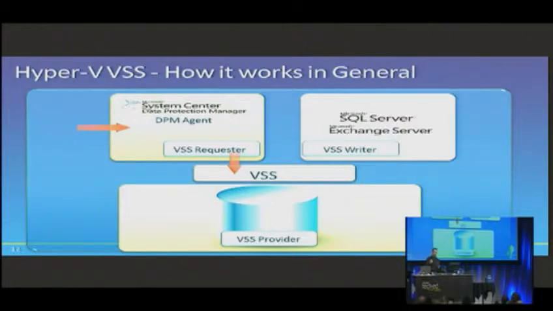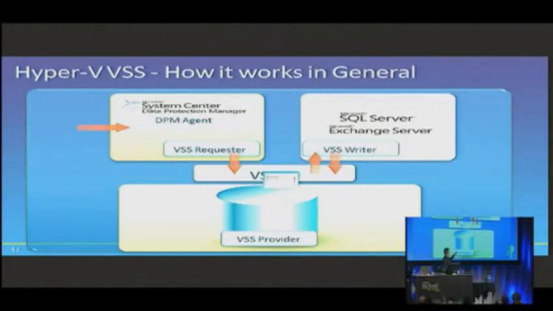DPM agent, using its VSS requester, talks to VSS and says, I'd like to back you up. VSS tells the VSS writer, hey, you need to get ready to get backed up. Do what you do. And that's a technical term, do what you do, which translates as either trunk your logs, cache out your pages, whatever it is that you need to do to get your data into a consistent state. So the application, the workload, does that, and it comes back and says, okay, I'm ready, here's your data.